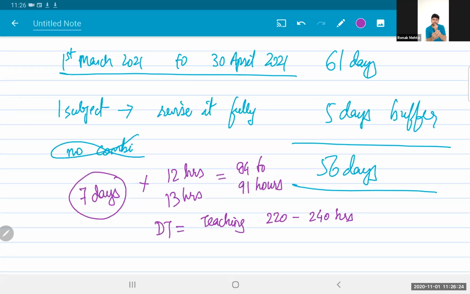DT as a subject is unending. I can keep on teaching and you can keep on listening. But that's not exam oriented. Teaching takes 200 to 240 hours. I hope you understand that when you study for the first time, you won't take this much time. You will definitely not take 220 hours. नहीं तो पागल हो जाओगे. So you can finish this subject maybe in 150 hours. Maybe.